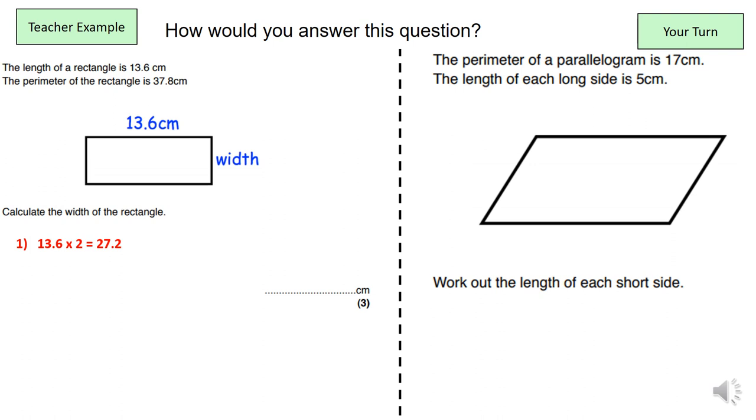Now that we know that the top and the bottom add to 27.2, we can take them away from the total. So we can do 37.8, which we were told was the perimeter, subtract 27.2, and that will leave us with 10.6. Now that 10.6 is being shared by the width on the right side and the left. It's being shared by both sides. So now what we have to do is divide it by 2. So we've got 10.6 divided by 2 equals 5.3. And therefore our answer would be 5.3.